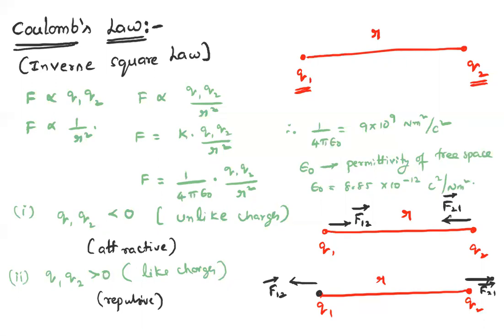That means F12 bar is the force acting on the first charge due to the second charge, and F21 bar is the force acting on the second charge due to the first charge. This is the indication of direction of forces.